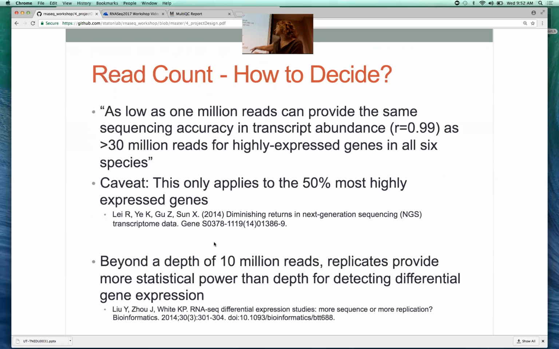And I think I already had this earlier. Beyond a depth of 10 million reads, for the most part, you're getting more bang for your buck with replicates and not with depth. So 5 to 10 million is usually where I recommend. If you can get at least that many per replicate, you're doing good.